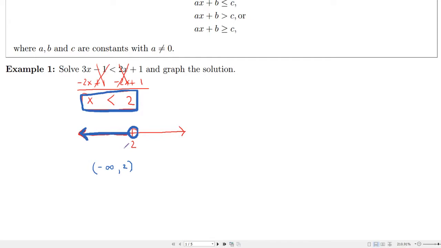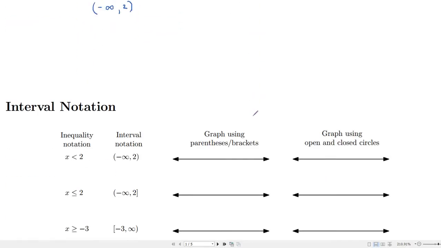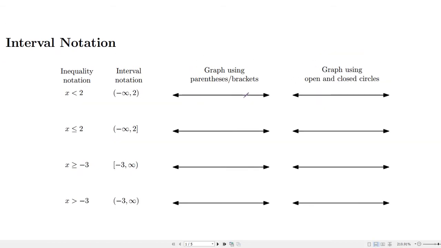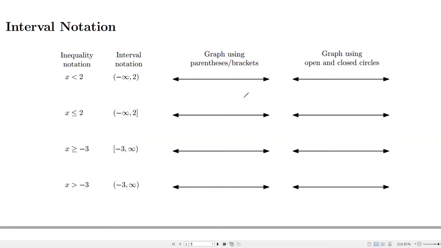and let's look at what the other possibilities would look like in other situations. So interval notation in general, we're going to follow this convention here. So here is the inequality notation. So x is less than 2. The interval notation for that would be negative infinity to 2, and the open parentheses here mean that we're not including those values. Okay, so since there's no equality here.